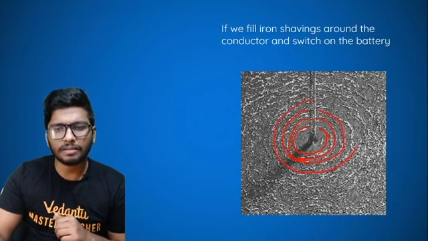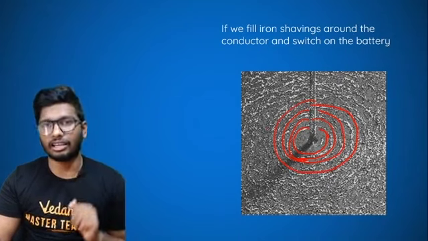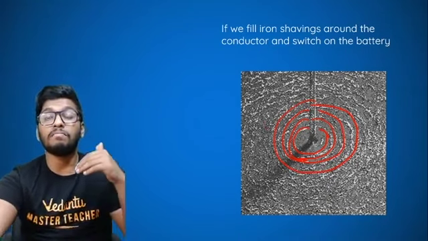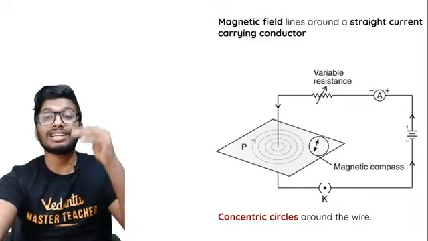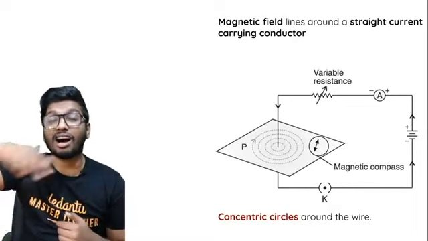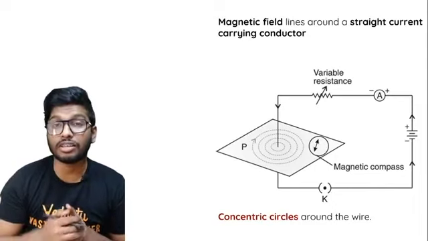Now here's the thing, guys. In a straight current carrying conductor, the magnetic field lines look like this. It looks like concentric circles, one after the other. You can see so many circles being formed.